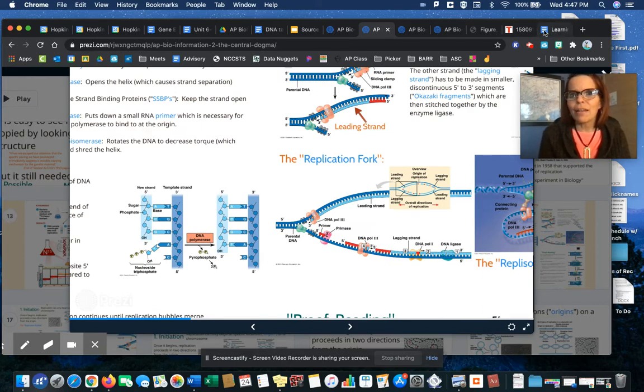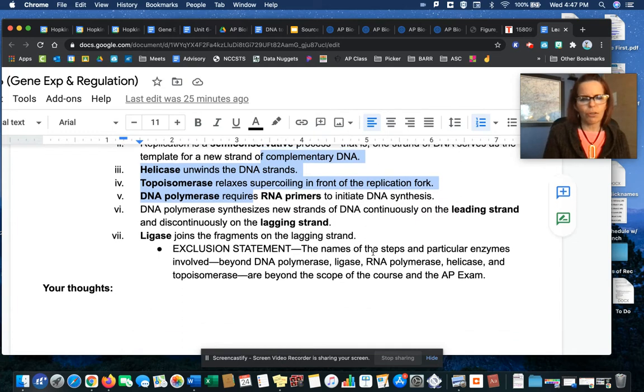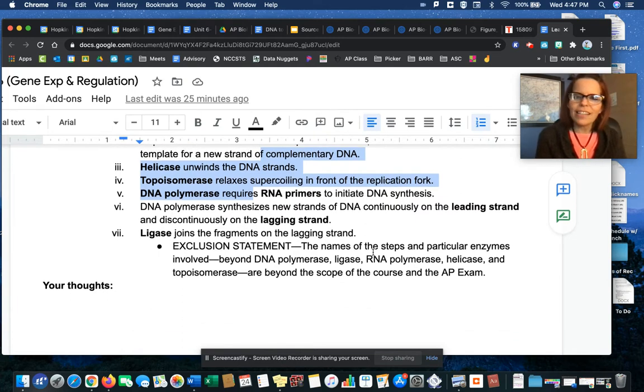All right, let's head back to the learning targets and see if there's anything we didn't talk about. DNA is synthesized 5' to 3'. It is semi-conservative. Helicase unwinds the DNA strands. It also separates the DNA strands. Topoisomerase is up front, uncoiling the supercoiling.